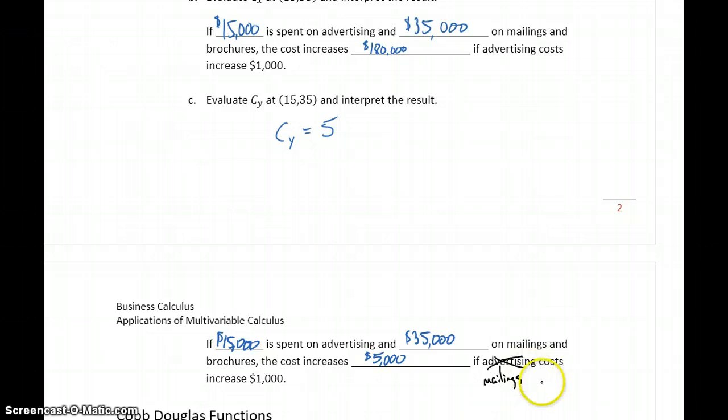So if we increase the amount that we're spending on mailings by $1,000, we see an increase in cost of $5,000. So we can easily see where the better choice is if what we're concerned with is keeping those costs down. Increasing our advertising costs is going to increase total costs by $180,000. Increasing the number of mailings is only going to increase our cost by $5,000.